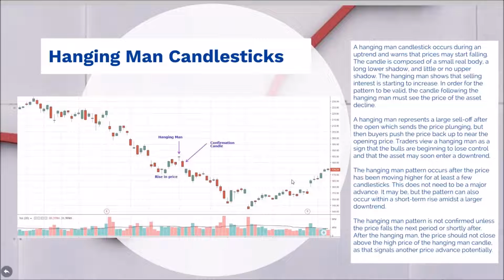Now, hanging man represents a large sell-off after the opening, yada, yada, yada. The hanging man pattern is not confirmed unless the price falls the next period or shortly after. So here's your hanging man. Here's your price fall. That's your confirmation. So candlestick traders that are trading this pattern would probably look to enter somewhere in here. They'd have a stop loss probably right above the hanging man, and they'd be waiting to buy back in somewhere because they would have gone short. And after the hanging man, the price should not close above the high price.